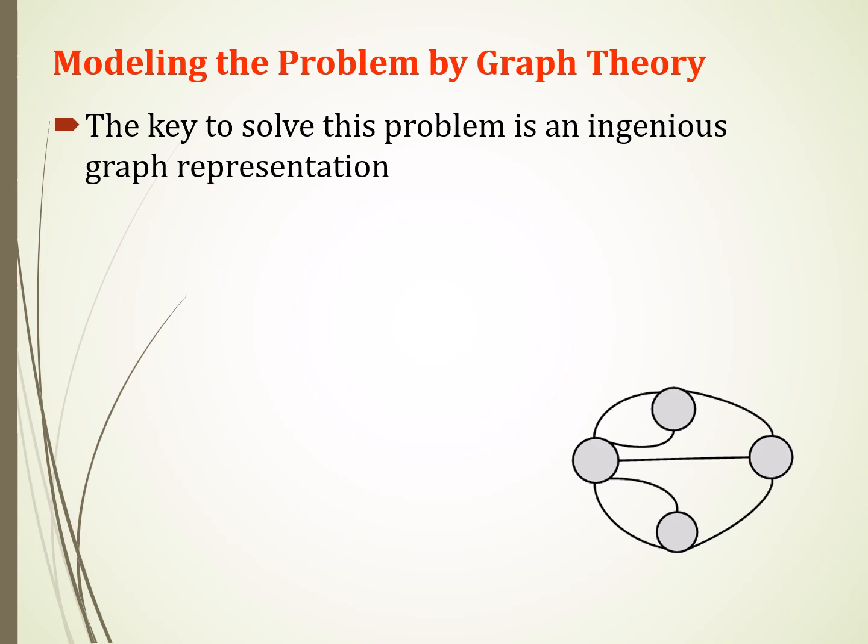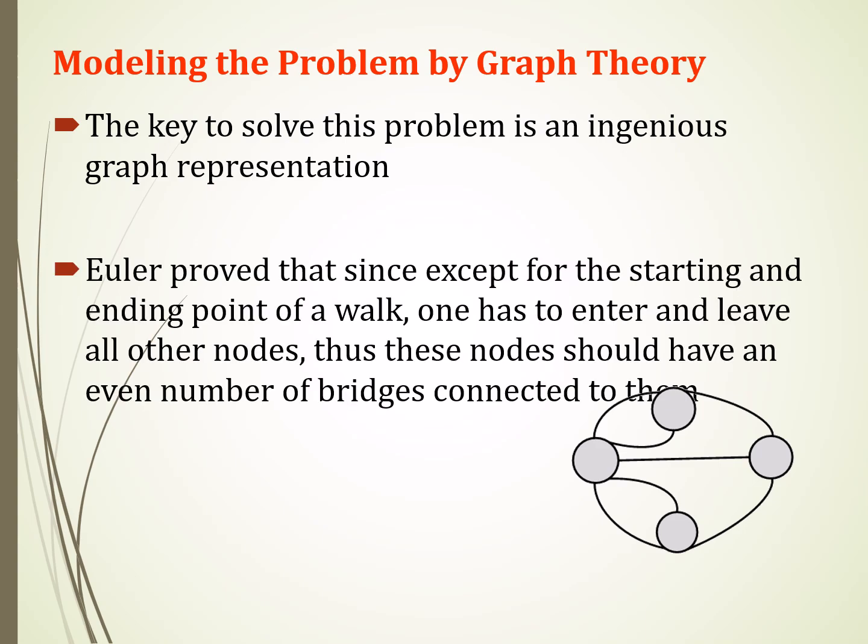Instead of looking at the actual city map, Euler simplified the problem. He represented land areas as nodes, which means vertices, and bridges as edges. This transformed a complicated map into a simple graph. This teaches us an important lesson: many difficult real-world problems become easier when represented as graphs.